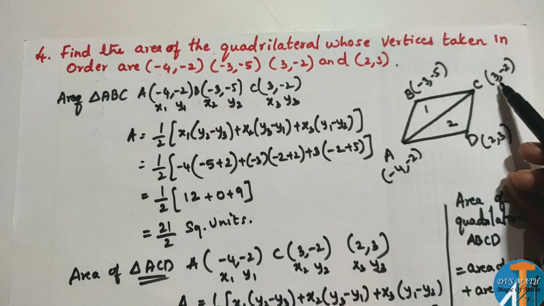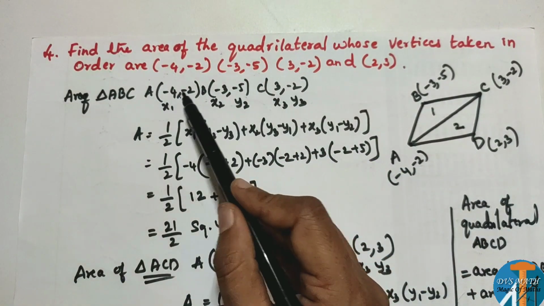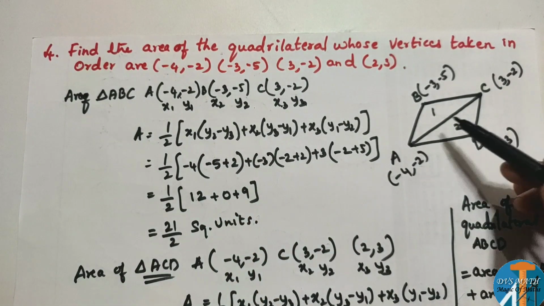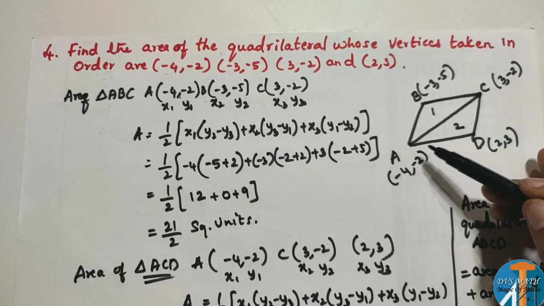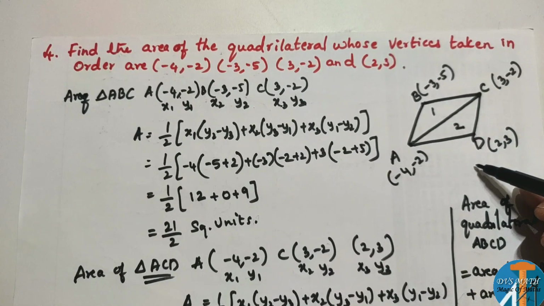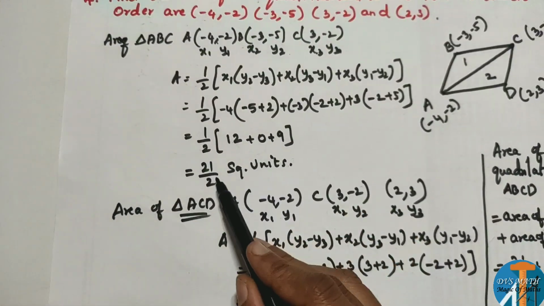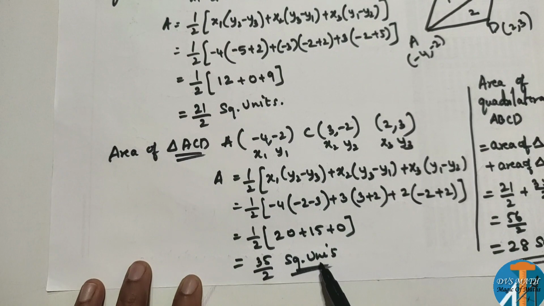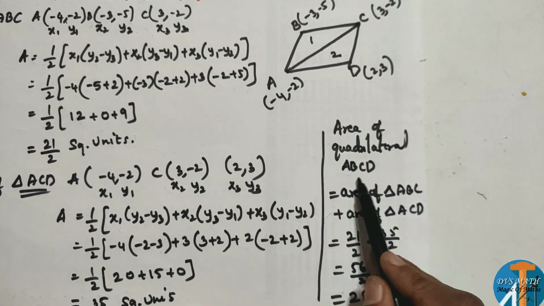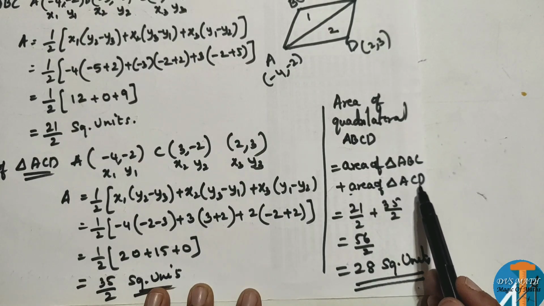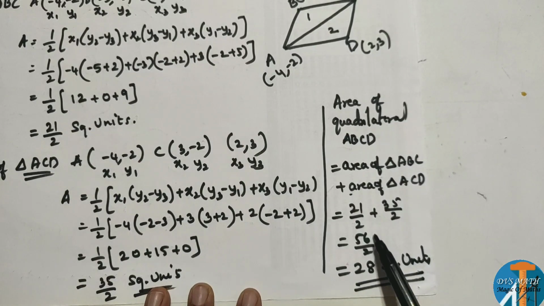So first you have to take ABC, that means you have to consider in order only, A, B, C, x1, y1, x2, y2, x3, y3. If you consider ACD, don't take ADC, ACD only. First after A you have to take C, D. Again here x1, y1, x2, y2, x3, y3. So you will get 21 by 2 square units, 35 by 2 square units. That means area of quadrilateral ABCD will be the sum of 2 triangles, area of triangle ABC plus area of triangle ACD. So if you add these two, finally you got 56 by 2, and if you divide it, it is totally 28 square units. I think it's clear, right?